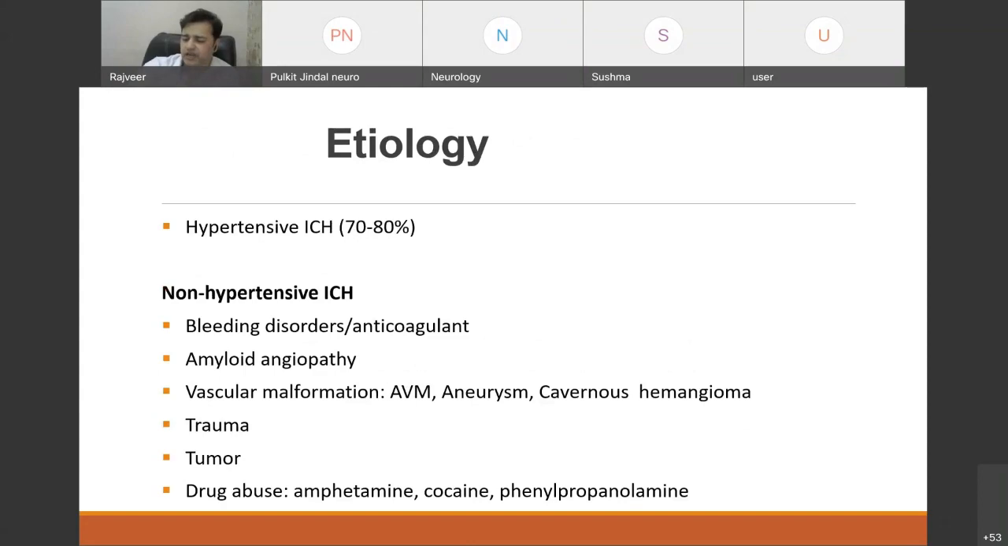So what are the common etiologies of ICH? The most common cause of ICH is hypertension, in around 70 to 80%. Then in non-hypertensive ICH, there may be bleeding disorder or anticoagulation use, or amyloid angiopathy, a very common cause in elderly patients. Then vascular malformation, AVM, aneurysm, cavernous hemangioma. Usually these patients land up in neurosurgery. We don't see much of these patients. Then there may be ICH due to trauma, tumor, or drug abuse like amphetamine or cocaine.